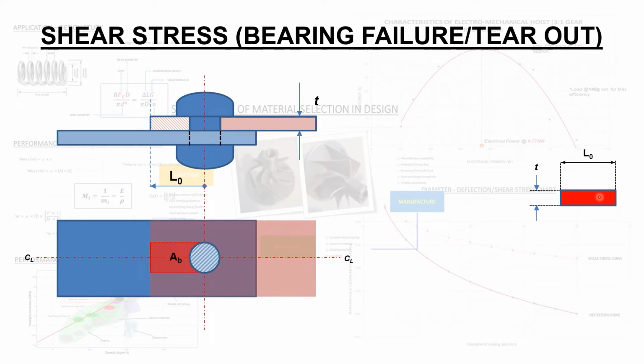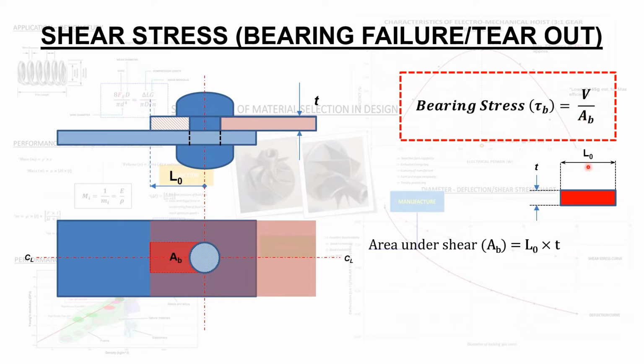So we need to know what that area is. That area would normally be the thickness of the plate, which is characterized by T, and the distance from the center of the fastener to the tail end of the lap of the plate, as shown in this diagram over here. That distance is characterized by L0. So to calculate the bearing stress, this is equal to the applied shear force divided by the bearing area.